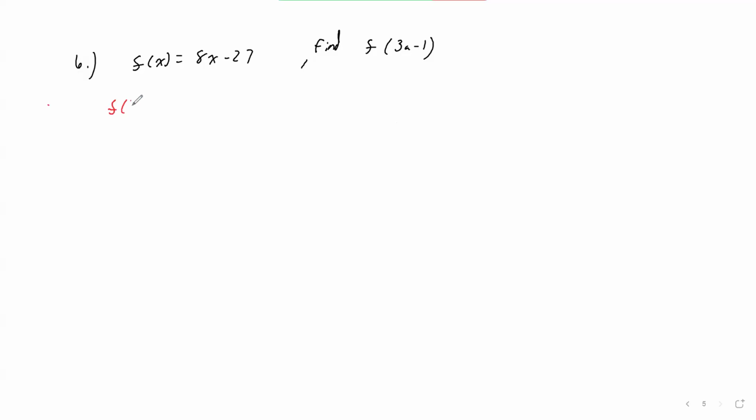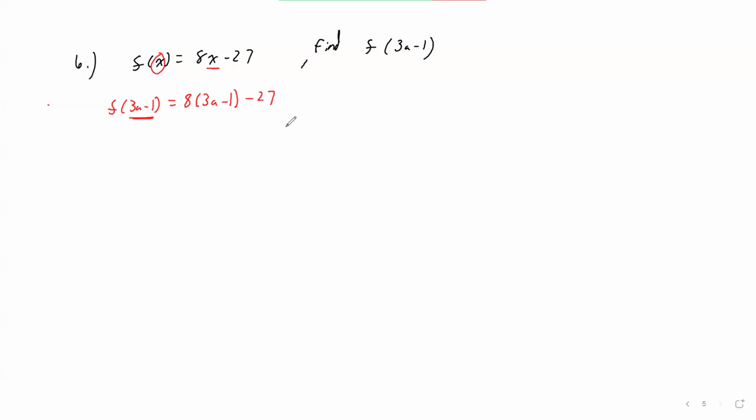Well, let's plug it in. That's what it looks like. So the x is still being replaced with that function. So I'm still going to replace that x in parentheses with this function itself. So that becomes an 8 parentheses 3a minus 1 close parentheses minus 27. So before I move on any further, are we good there?